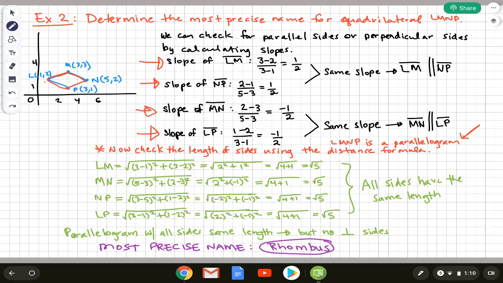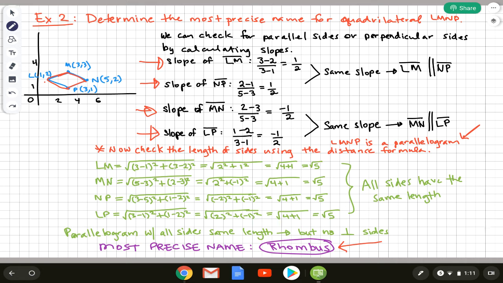It doesn't look like a square or rectangle, but it could be a rhombus. So I'd want to check if the sides were equal, and I would use the distance formula to do that. I calculated each of the lengths of the sides using the distance formula. I found LM, MN, NP, and LP. They all turned out to be the square root of 5. So each of those sides has the same length, which means it's a parallelogram with the same length sides but no perpendicular sides, so its most precise name would be a rhombus.